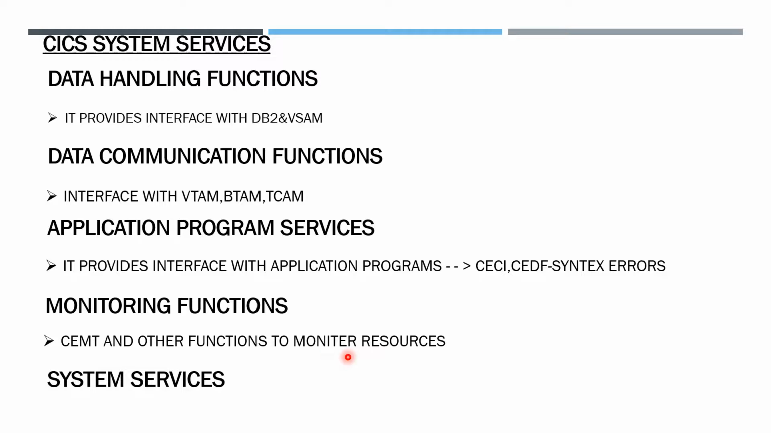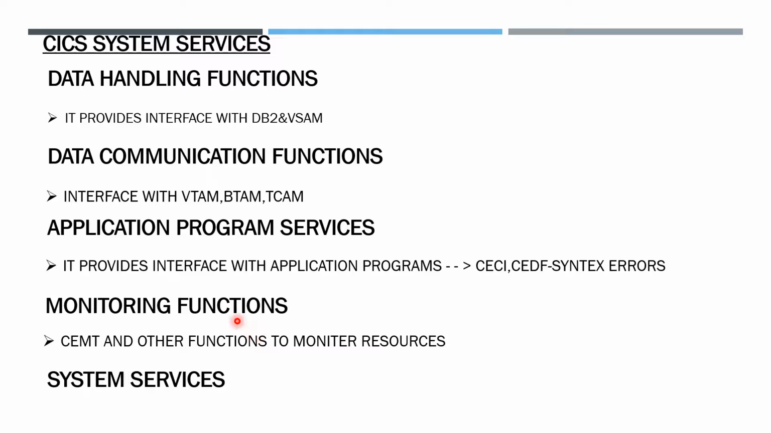the speed of the retrieval, the speed of the update, the speed of the modification, the speed of the processing, the speed of the printer, the status of the printer. All those functions are termed monitoring functions. Those are performed by SEMT and other functions. SEMT means CICS execution master terminal. With these we perform monitoring.